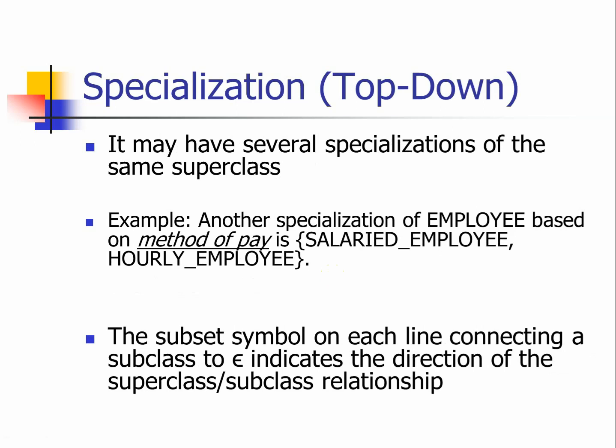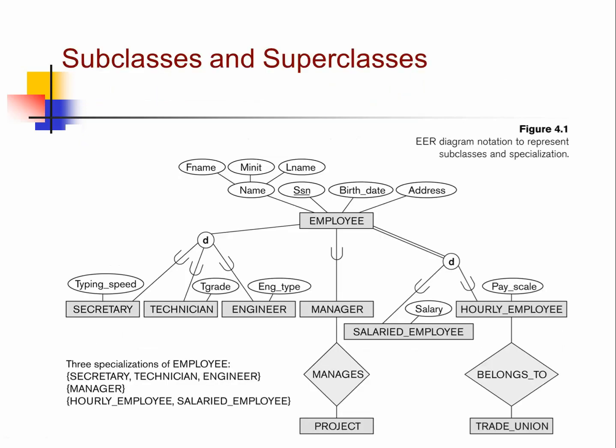The subset symbol on each line connecting a subclass uses the fork symbol indicating the direction of the superclass and subclass. The open end of the fork symbol indicates the superclass, and the other direction specifies the subclass. So we have seen these figures many times. You should have a very good understanding about this one already.